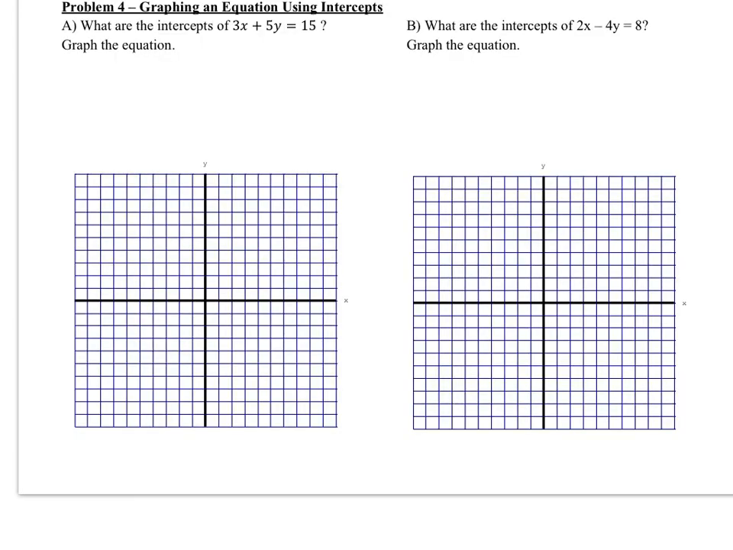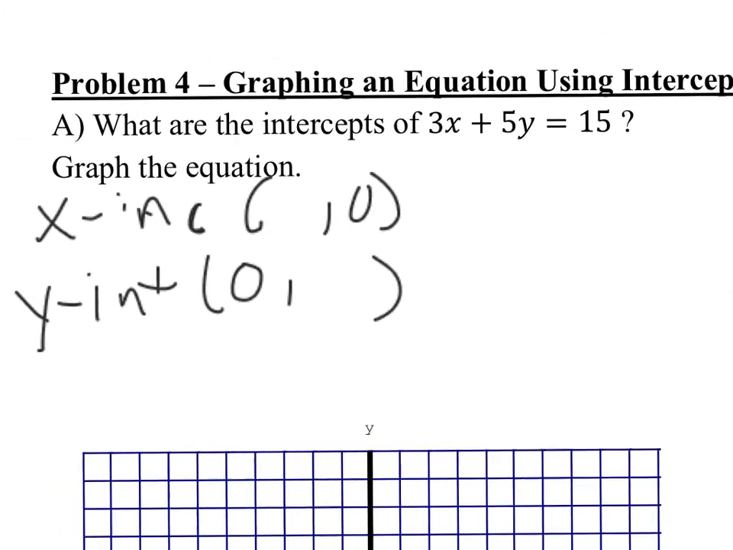Here, graphing with intercepts. So what I like to do first is, here's my equation. I like to write a spot for my x-intercept. If I have an x-intercept, that means 0 for y, and I'm going to write a spot for my y-intercept. If I have a y-intercept, that means 0 for x. So that's what I do first. And I'm actually going to zoom in quick to work on that.